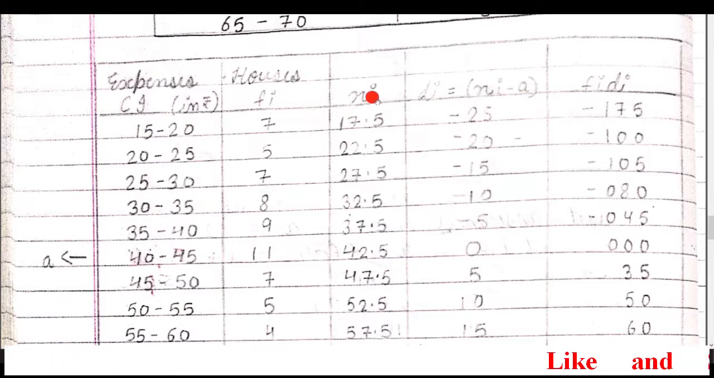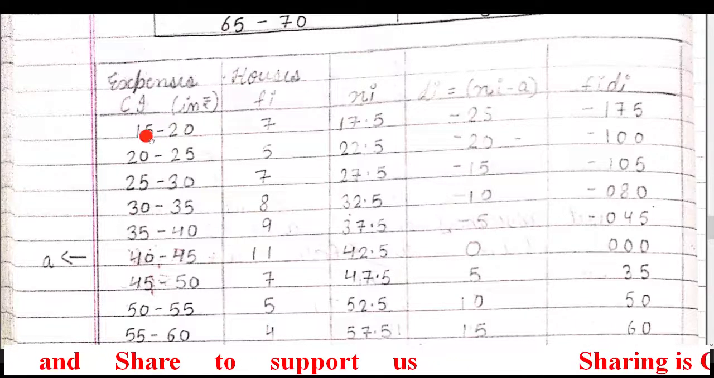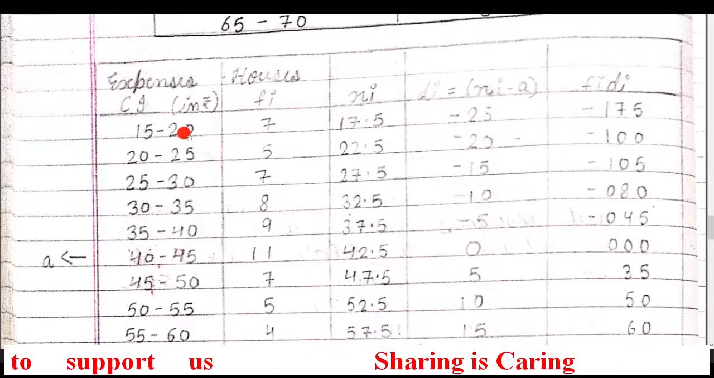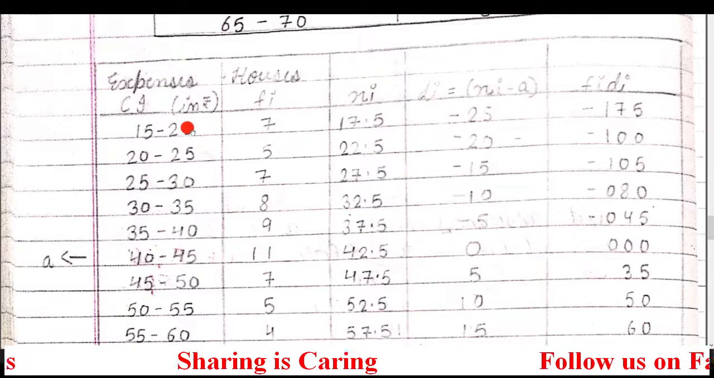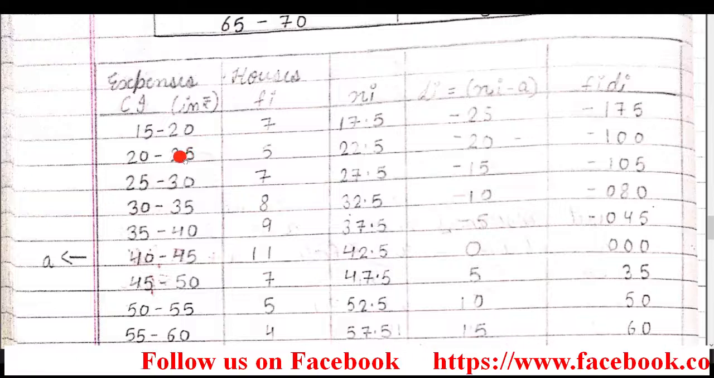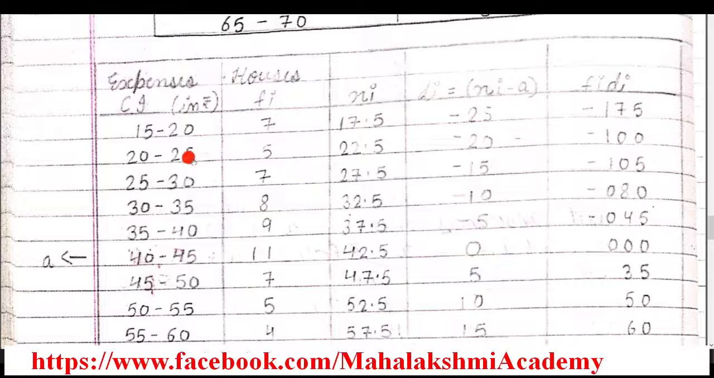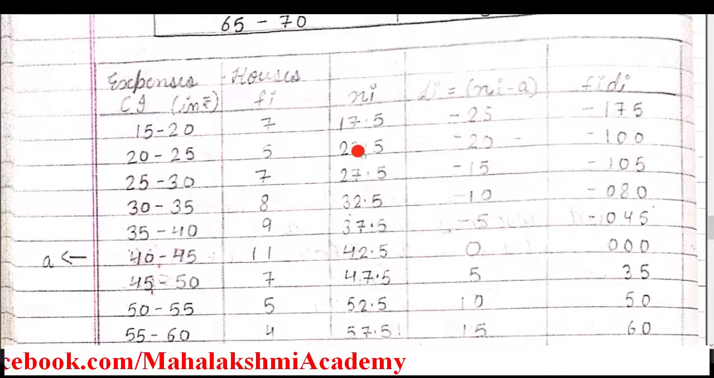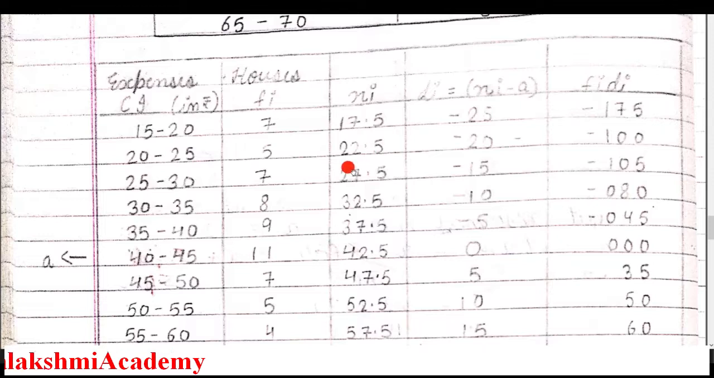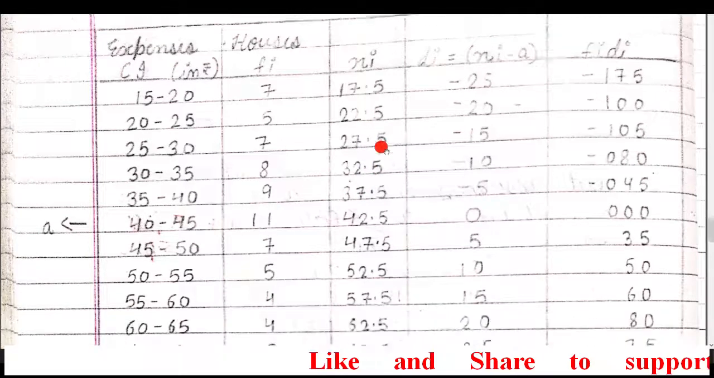So here, students, the class mark. Now how do we find the class mark? Upper limit plus lower limit upon 2. When you add, upper limit plus lower limit, 20 plus 15 is equal to 35. When you do 35 upon 2, it gives the answer 17.5. In the same way, 25 plus 20 gives you 45, then 45 upon 2 is 22.5. In the same way, add them and divide by 2, and you will get the xi class mark column.